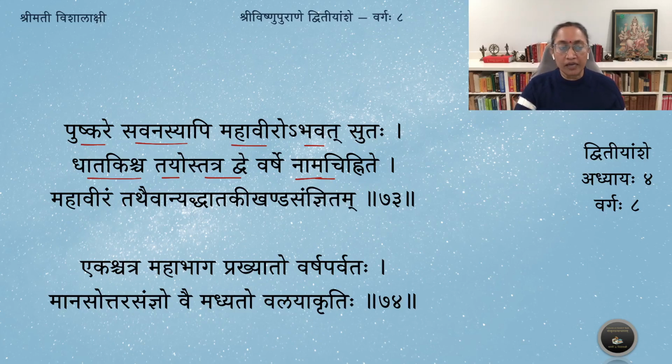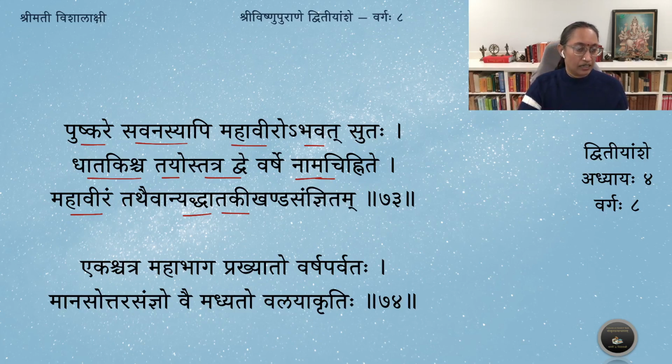So Mahaviram is the name of one of the Khandas. Tathaiva Anyat, in the same manner, the second one was named Dhataki Khanda Samhitam. The second one was called Dhataki, named after the second son.